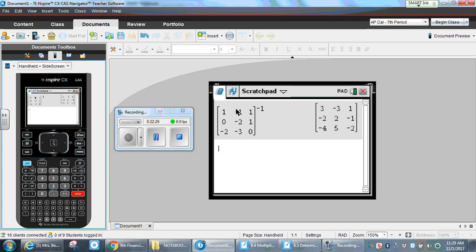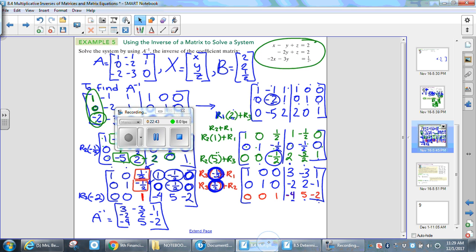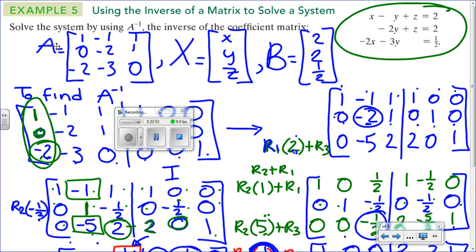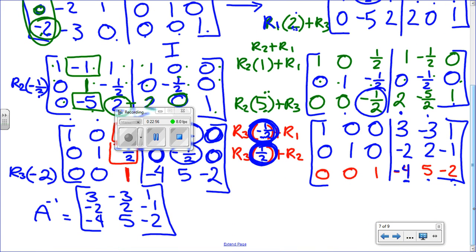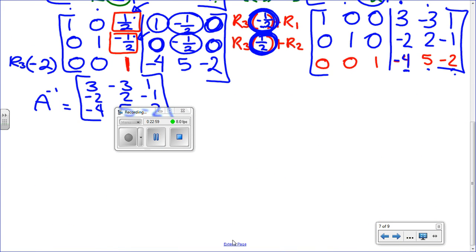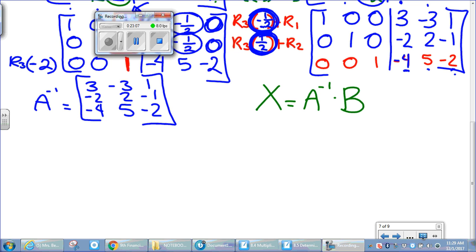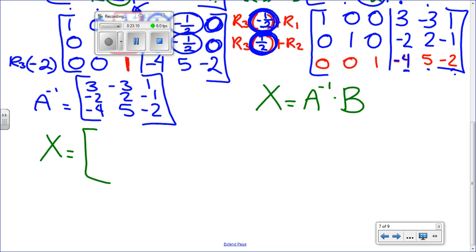Could you find the inverse of a 2x2 on the calculator? Of course, absolutely. Could you find an inverse of a 5x4? No, only square matrices have inverses. Okay, so let's go back here, and now what we do is we're supposed to solve the system, right? So what we need to do is solve that equation that I was talking about on the previous slide, the one that says that x will be a inverse times the constant matrix. So to find a solution to the system, we will need the inverse here.